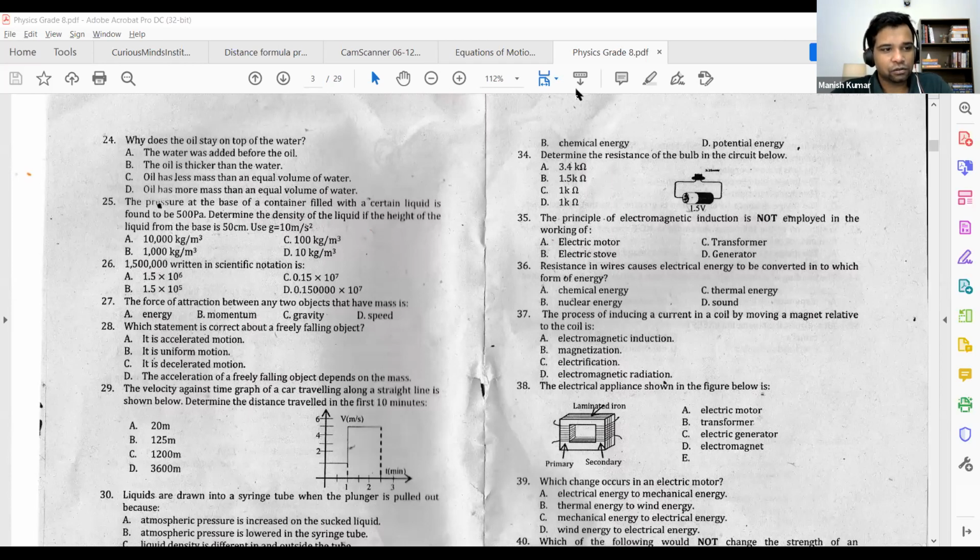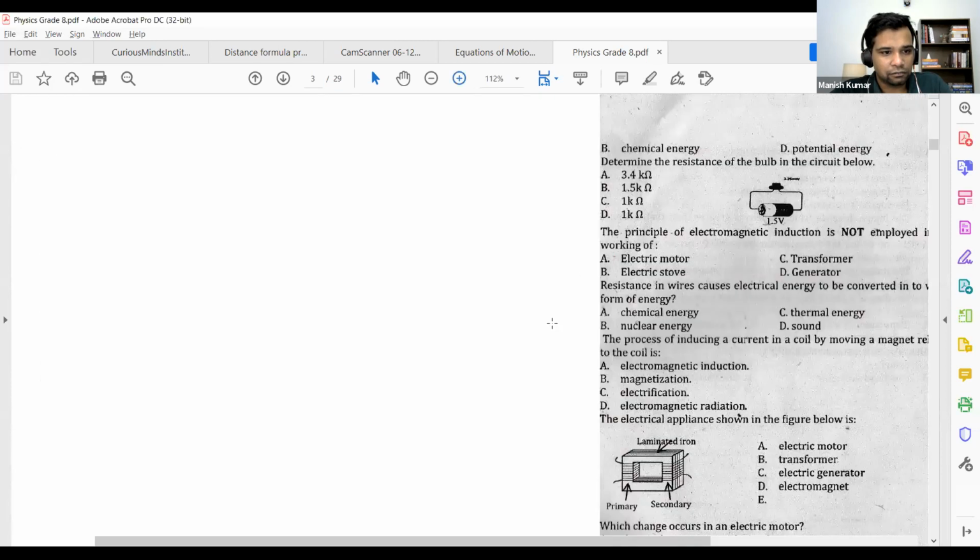In this question, we have got a lot of answers: B, A, B, C. Okay, wonderful, lovely answers. So let's read the question. The velocity time graph of a car traveling along a straight line is shown below. Determine the distance traveled in the first 10 minutes. Okay, let's look at the graph closely.